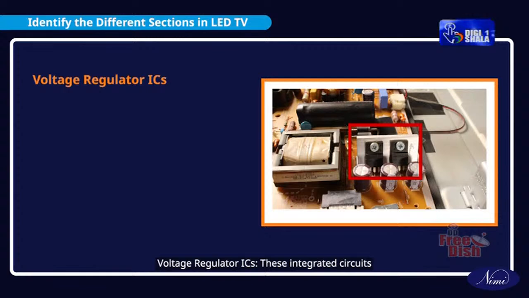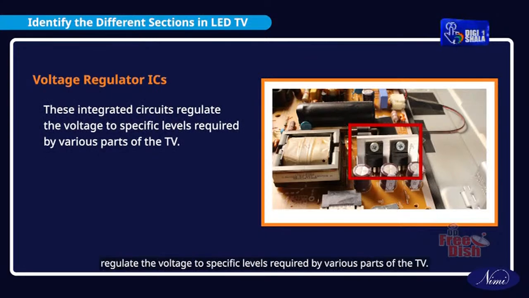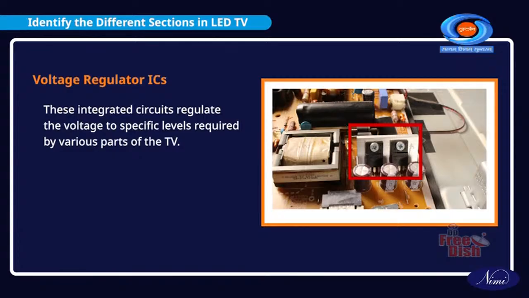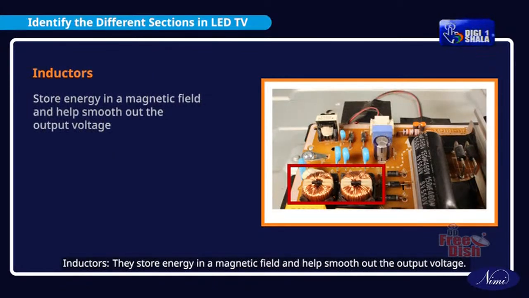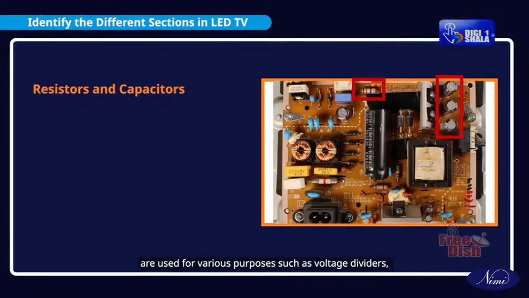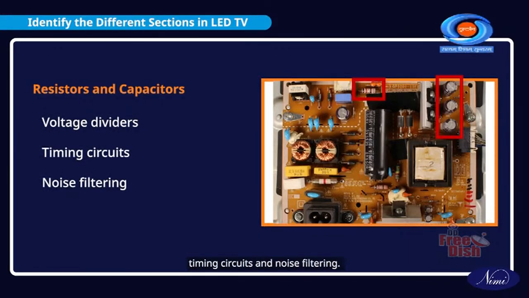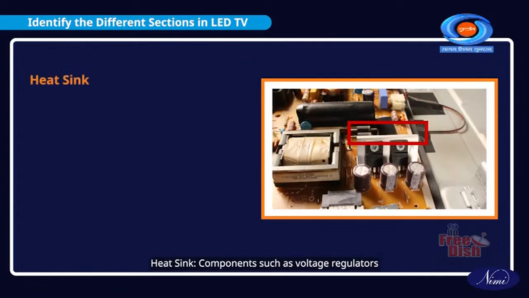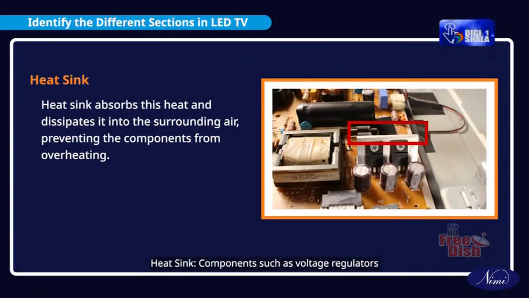Voltage regulator ICs. These integrated circuits regulate the voltage to specific levels required by various parts of the TV. Inductors. They store energy in a magnetic field and help smooth out the output voltage. Resistors and capacitors. These passive components are used for various purposes such as voltage dividers, timing circuits, and noise filtering. Heat sink. Components such as voltage regulators or switching transistors may generate heat during operation.